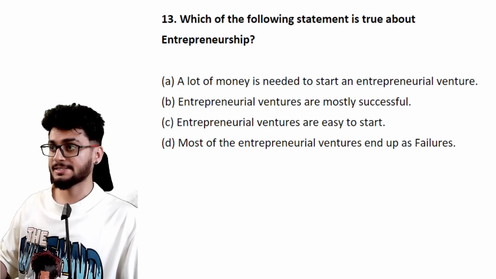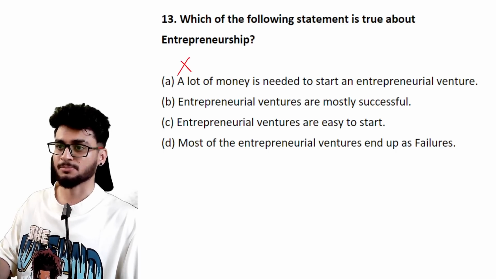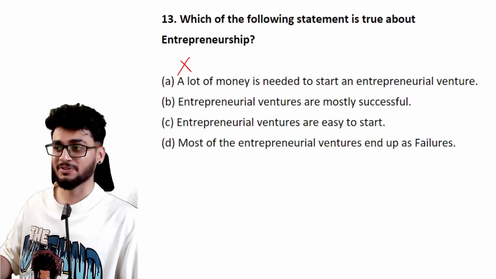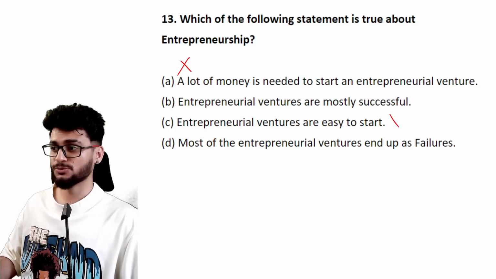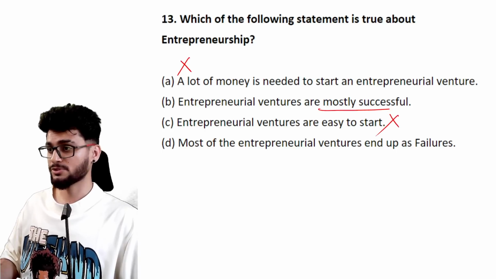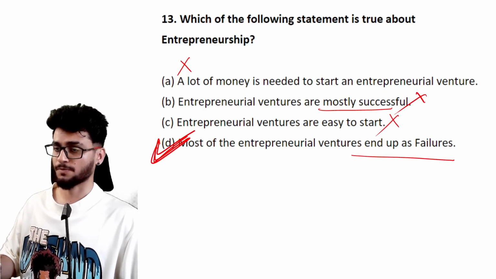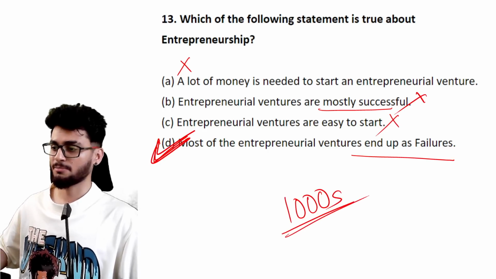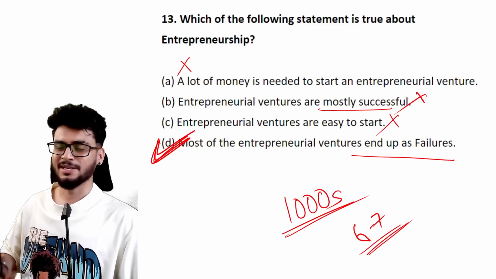Which of the following is true about entrepreneurship? A lot of money is needed. Obviously, we're talking about myths, so this is a myth. Entrepreneurial ventures are mostly successful. So it is also a myth because most of them actually fail. Entrepreneurial ventures are easy to start. So again, they are not easy to start. You need to decide between mostly successful and ending up as failures. So this one would be the right answer, and this is wrong. Because if in a year thousands of ventures are started, but only 6 or 7 of them are successful, which means most of the ventures end up as failures.